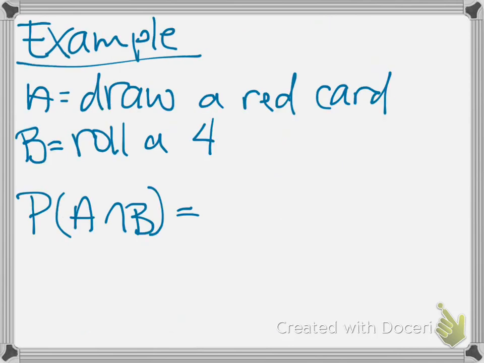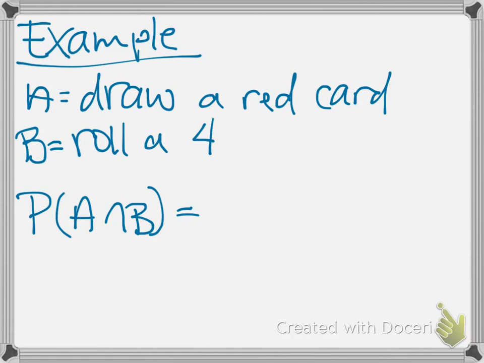So let's take a look at an example. Let's say that event A is that we're going to draw a red card from a standard deck of 52 cards. And event B is we want to roll a 4 on a die. And we want to calculate the probability that both event A and event B occur.